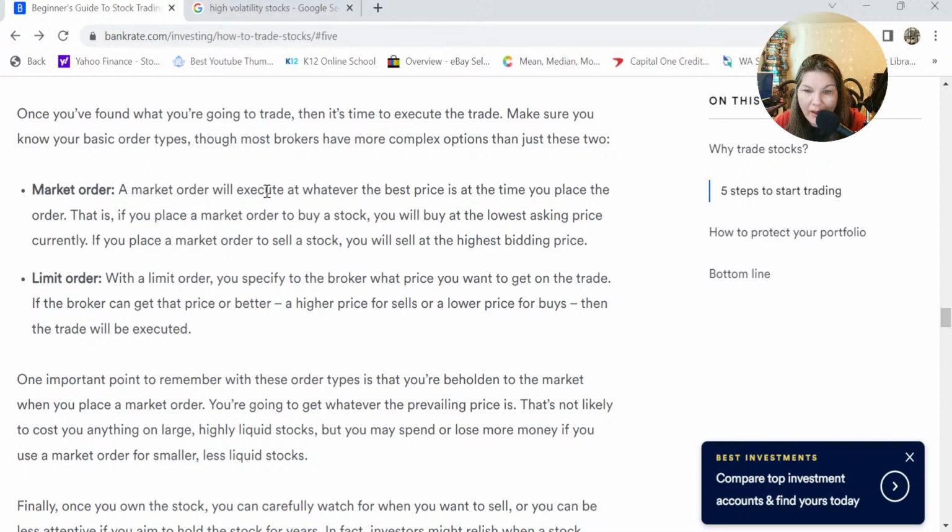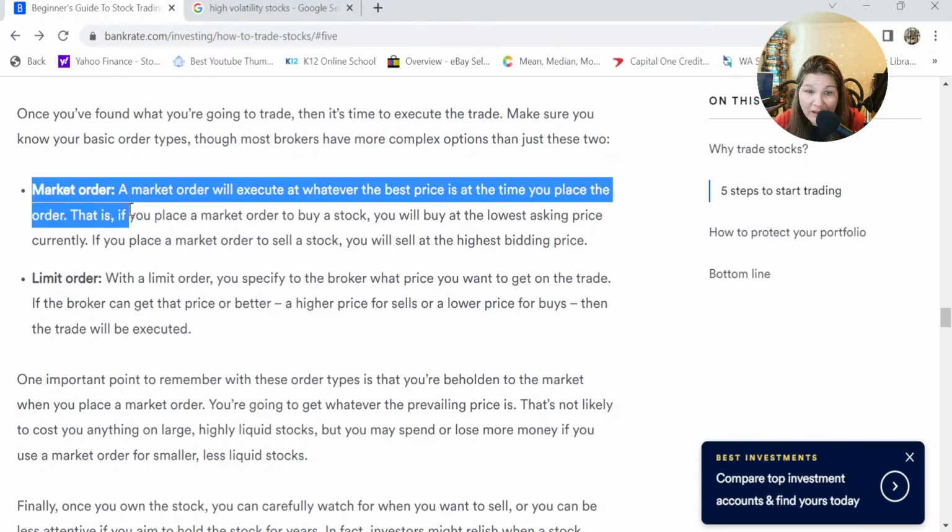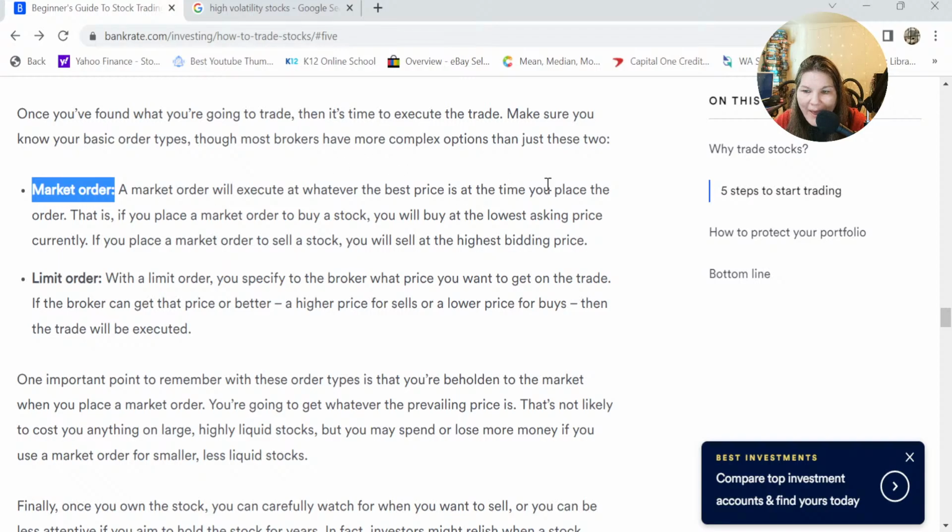A market order will execute at whatever the best price is at the time you place the order. That is, if you place a market order to buy a stock, you will buy at the lowest asking price currently. If you place a market order to sell a stock, you will sell at the highest bidding price. Let's say you own Apple stock and you sell it as a market order. Whatever the best price is, that's what you're going to get. But the asking price is not the price that is available on the stock.